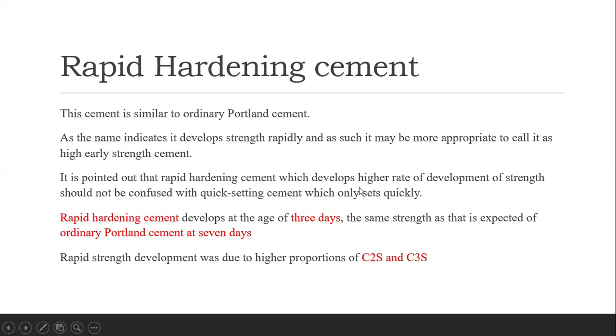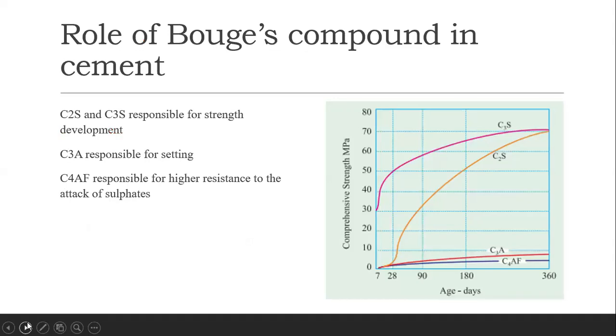Rapid hardening, the name itself says that it is able to get the strength within a short period of time. This type of cement is most probably used where early removal of formwork is required. Rapid hardening cement develops the strength within 3 days, whereas the same strength is attained in the case of ordinary Portland cement in 7 days. The main reason for early strength development of rapid hardening cement is the higher proportion of dicalcium silicate as well as tricalcium silicate.